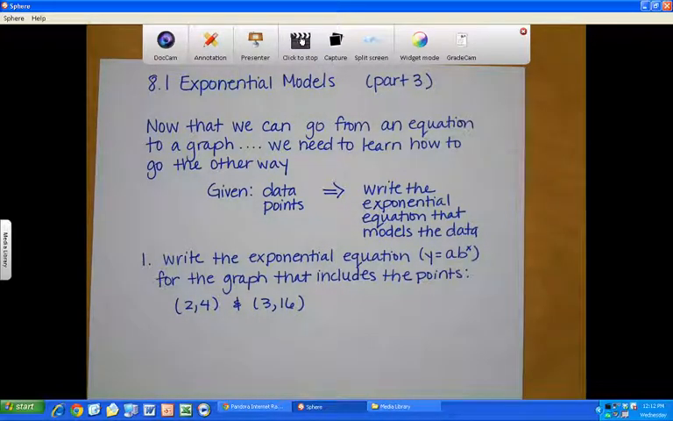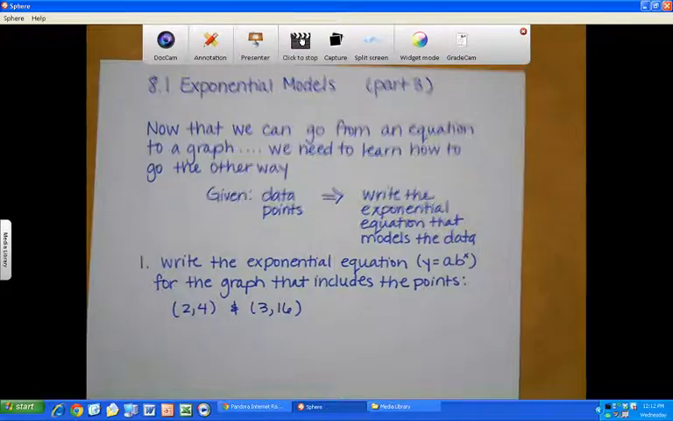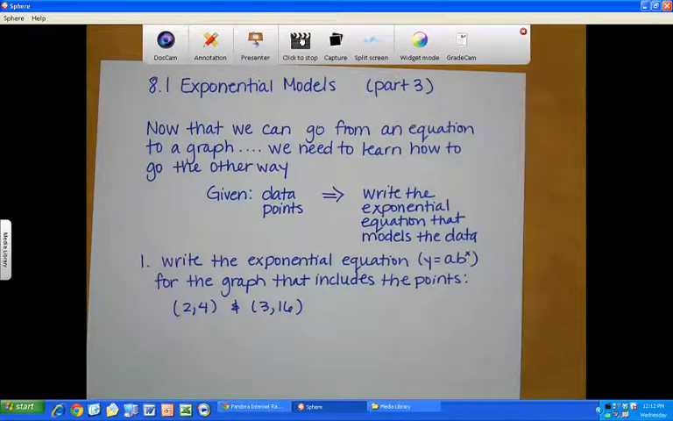So in Part 1 and Part 2, we learned how to graph basic equations of exponential models. We did regular ones and shifted ones. Now we're going to go the other way, where we're given the data points and we have to actually write the equation that models it. So in number 1, we're given 2 points and we want to write the exponential equation that models that data.